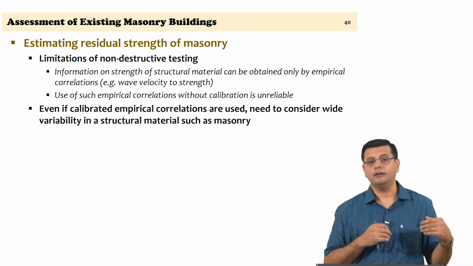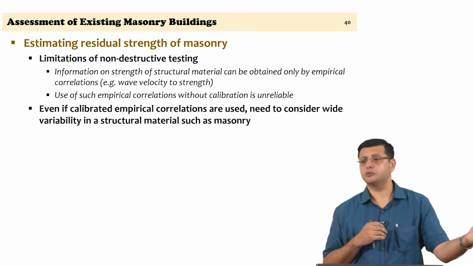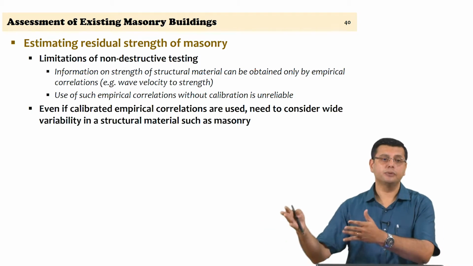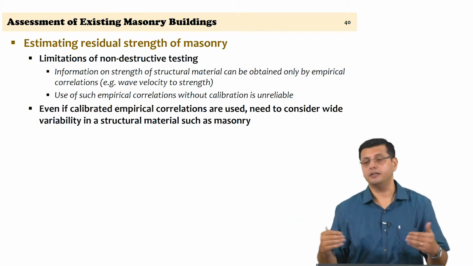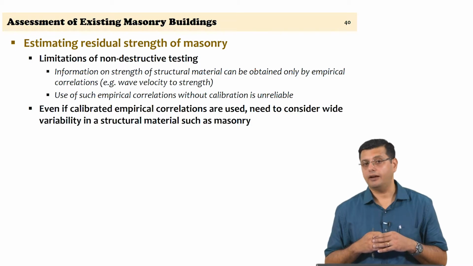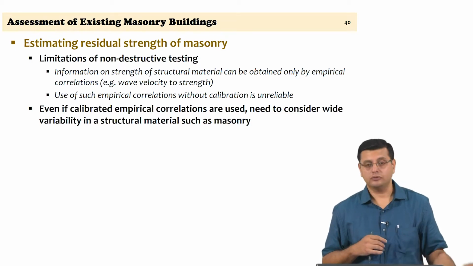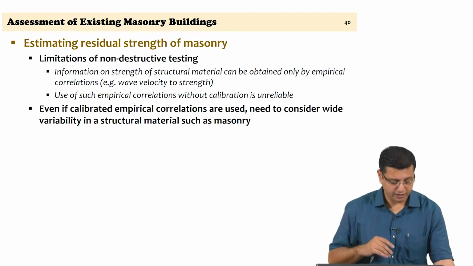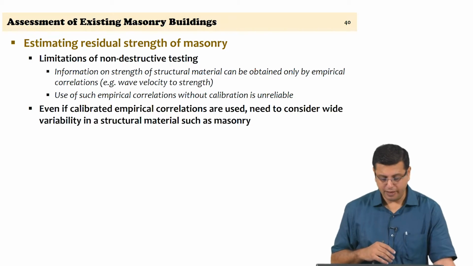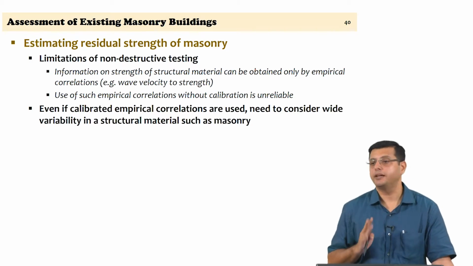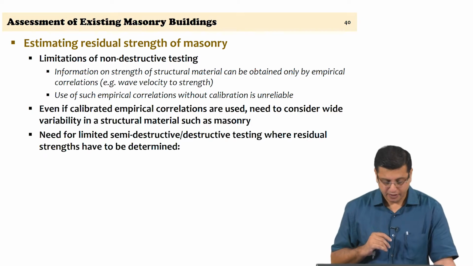Let us say you are using fly ash bricks with cement versus clay bricks with cement. These are different as far as the wave velocities are going to be through the cross section. So, variability in masonry is something that you want to keep in mind, even if you want to look at calibrating empirical coefficients.